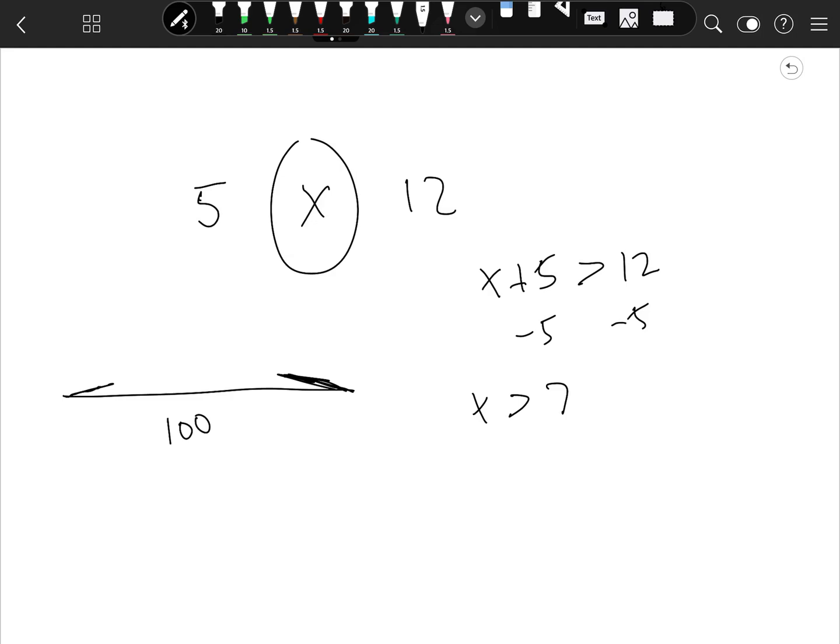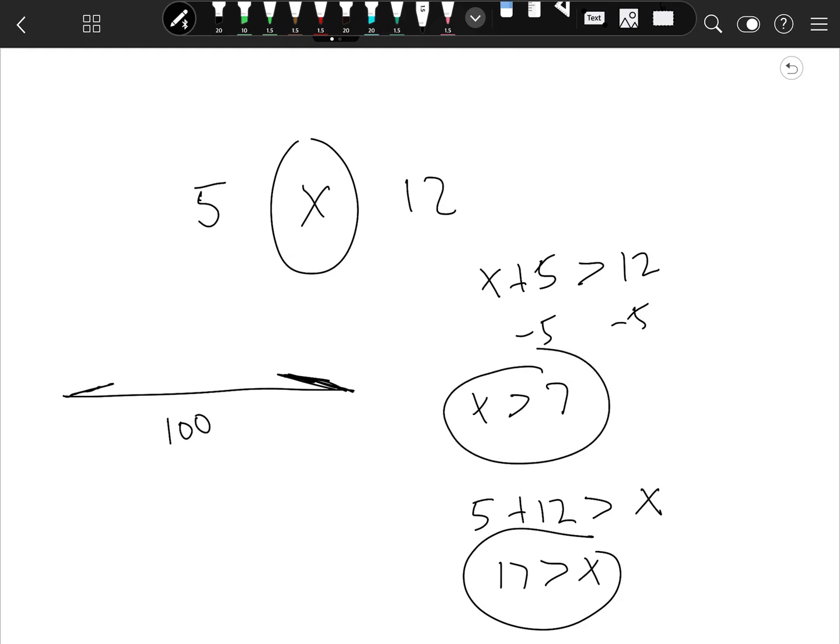Now let's pretend X is the large one. So 5 plus 12, these are the two small sides, has to be bigger than X. We add those together, 5 plus 12, that's 17. So X has to be less than 17 and greater than 7. Just to prove the point, let's put in some values where X is not within this range here.